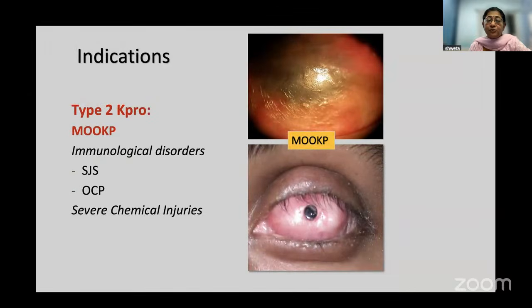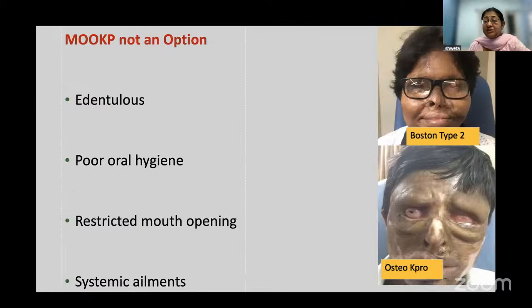When we look at type 2, we have the MOKP and the tibial, where it's primarily the immunological disorders like Stevens-Johnson syndrome or the pemphigoid that we've been talking about today, or severe chemical injuries with a lot of adnexal shortening, where even despite multiple repairs we're not able to get a good fornix. If the patient is edentulous, has poor oral hygiene, has restricted mouth opening, or has systemic ailments and is unfit for multiple general anesthesias, because OKP requires a 3-stage surgery, we can always consider the Boston type 2 or the Osteo-K-Pro in such patients.